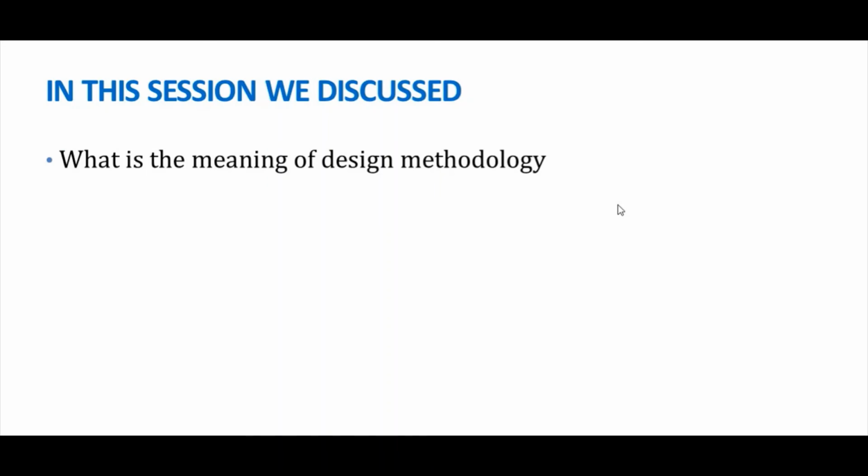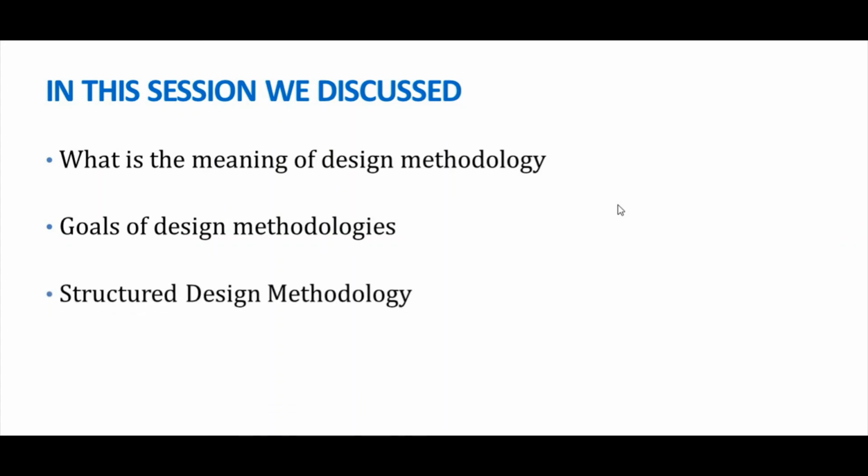In this session, we discussed what is structured design, what is the meaning of design methodologies, then what are the goals of design methodologies, and what is the structured design methodology.